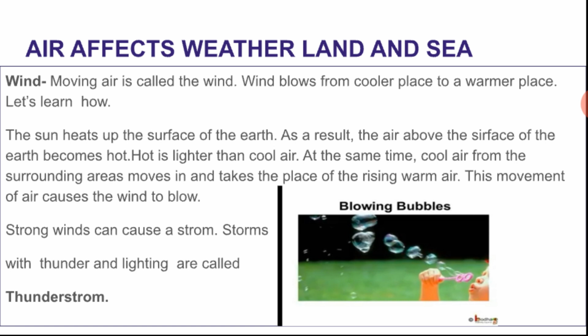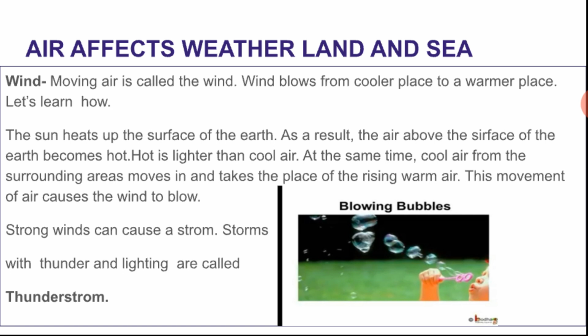This movement of air causes the wind to blow. Strong winds can cause a storm, a wind which is blowing strongly. Okay, so that is a storm. Storms with thunder and lightning are called thunderstorms. Have you seen thunder and lightning at raining time? That is called a thunderstorm.